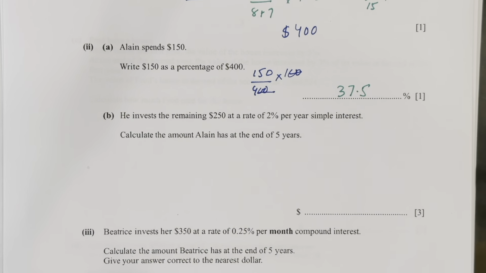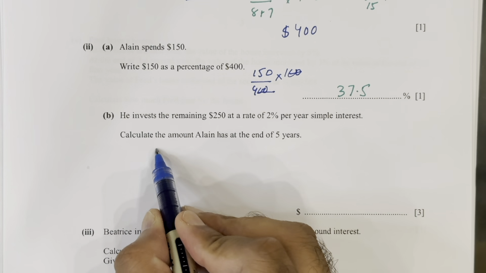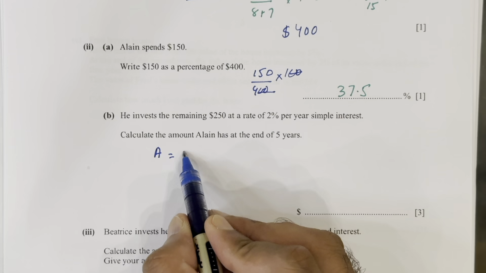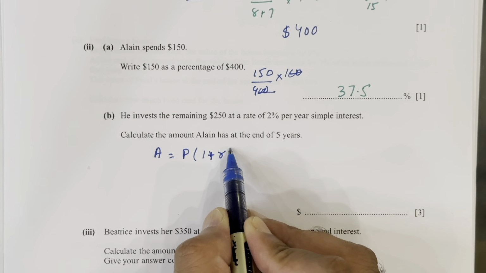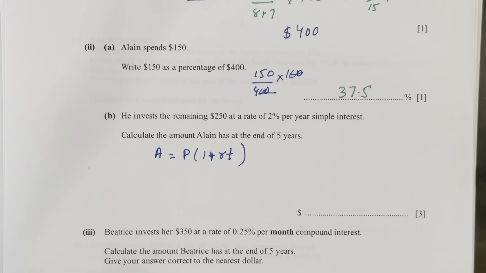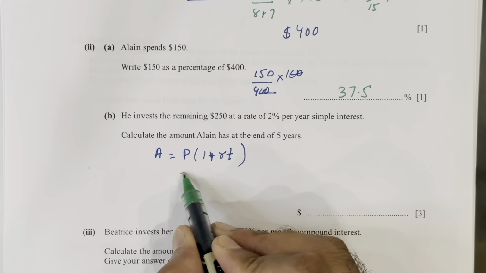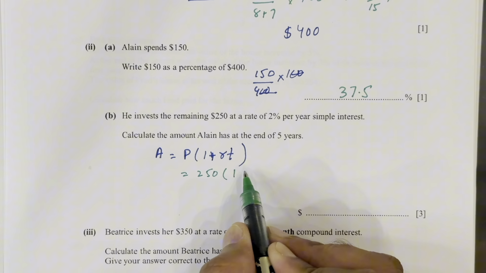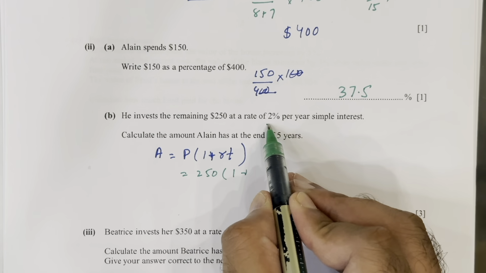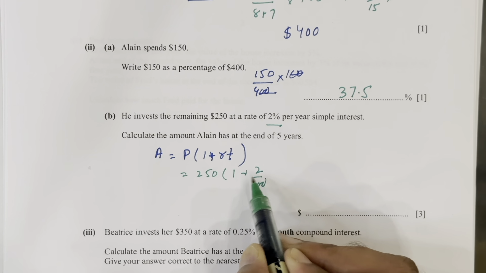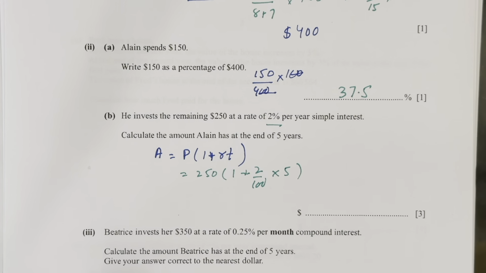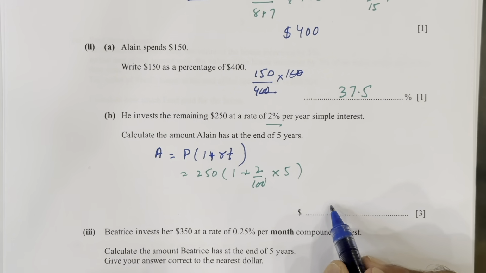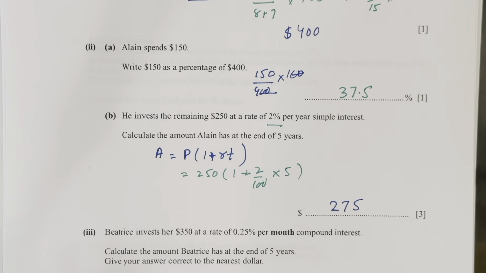We have to calculate the amount at the end, so the formula we use is A equals P times 1 plus R T. We know that the principal amount is 250 for this part, and 1 plus, the rate is 2 by 100, and the time period is 5 years. So we're gonna solve it. We get the answer that is equal to $275. So we're gonna write our answer as $275.